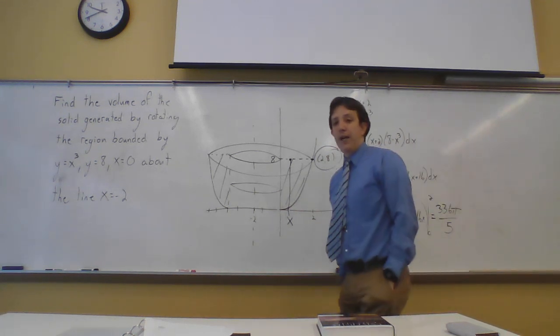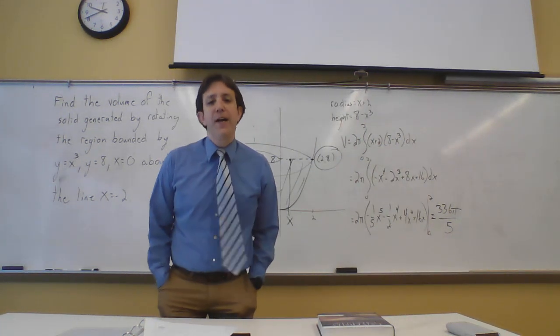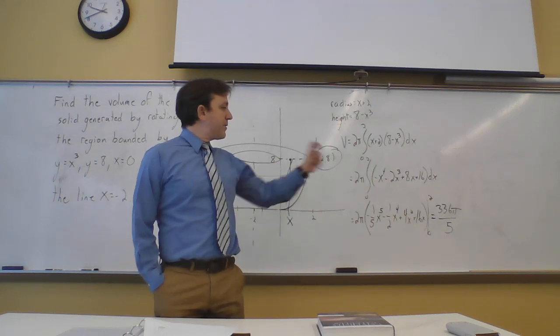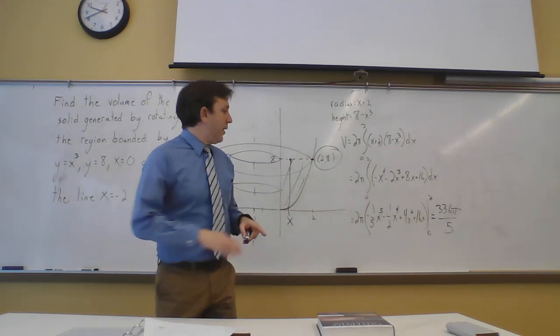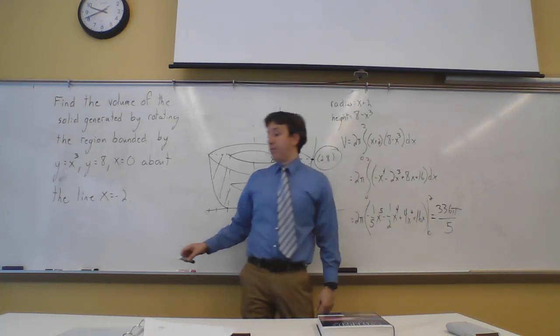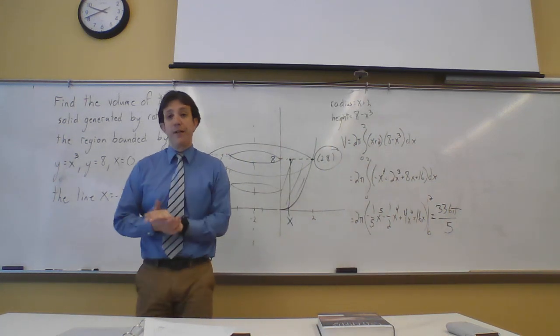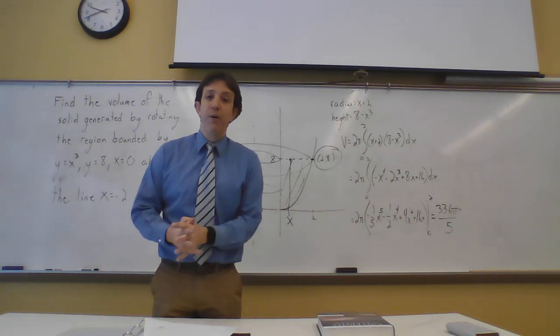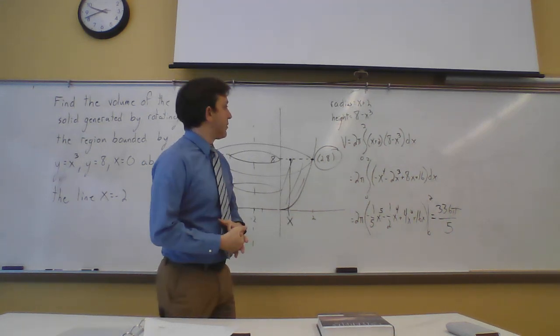If you don't, and you probably shouldn't, go back and try it out for yourself and see if you can get that as your answer. Okay, we just have to plug in 2 for x, and then plug in 0 and do the subtraction that we do for a definite integral. So there you go. That's finding volumes by cylindrical shells.